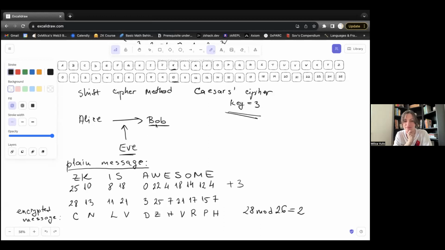Actually, I think it's very clear and simple for me to understand it. Thank you, Milica. And I have no other questions, and I'm really looking forward to the next lesson. Thank you. Yes. So for the next lesson, we're going into polynomials, and that will be then the third lesson of our Basic Maths Behind ZKs course, and then we'll have the fourth one.